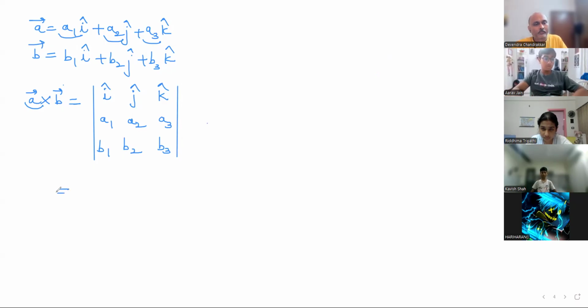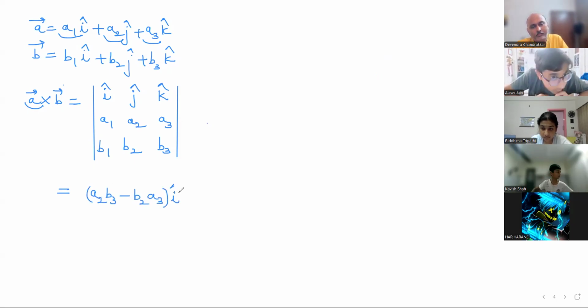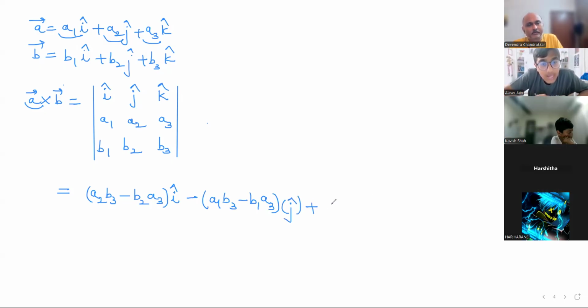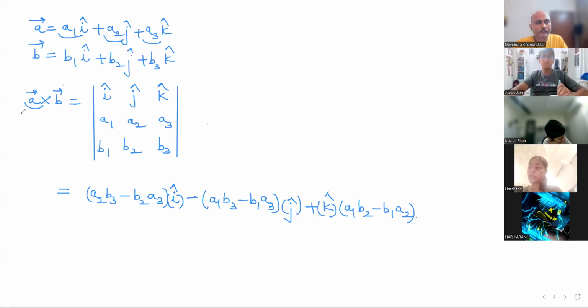Right? This is it. Now this is again where we do the determinant thing. It will be A2 B3 minus B2 A3 times I cap, minus A1 B3 minus B1 A3 times J cap. I had to write minus here, so it is minus J cap. Then it is plus K cap times A1 B2 minus B1 A2. This is very simple to write, right? All of you can see this. Any doubts? It's very neat, and it's very simple to write if you have the knowledge of determinants. So I hope you understood.